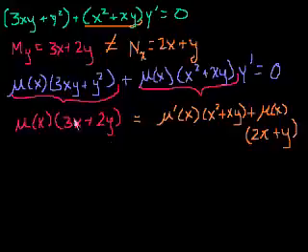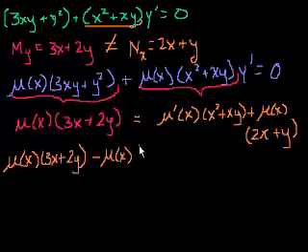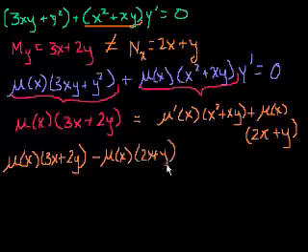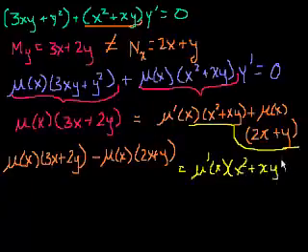So let's see. On this side, we have mu of x times 3x plus 2y. And let's subtract this expression from both sides. So it's minus mu of x times 2x plus y. And you'll see a lot of these differential equation problems get kind of hairy. They're really just a lot of algebra. And that equals, what do we have left? That equals just this term right here. That equals mu prime of x times x squared plus xy.